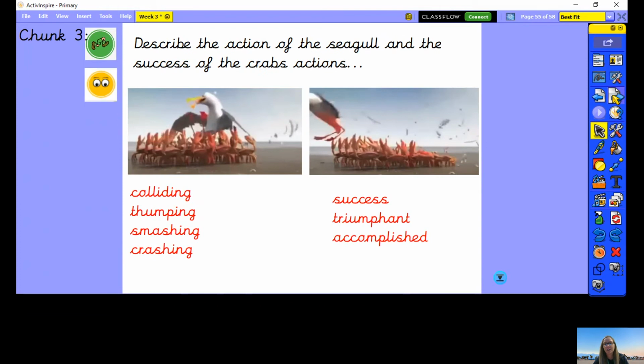And then chunk 3, the very final part of your story in this paragraph, I would describe the action of the seagull and the success of the crab's actions. So I've just got a few words there that I might use in my writing, and you can magpie some of these ideas or write down some of your own. I'm thinking about the seagull colliding or thumping or smashing or crashing into those crabs, and how the plan has been a success. The crabs are triumphant and have accomplished their plan and fought off their predator. So add some words onto your plan if you need to, to give you some great ideas.